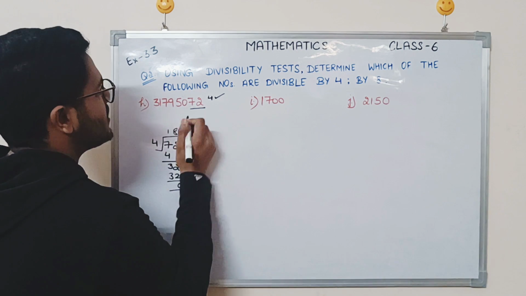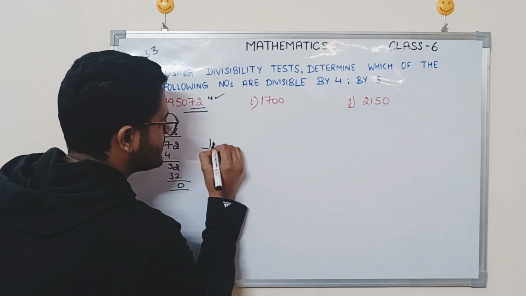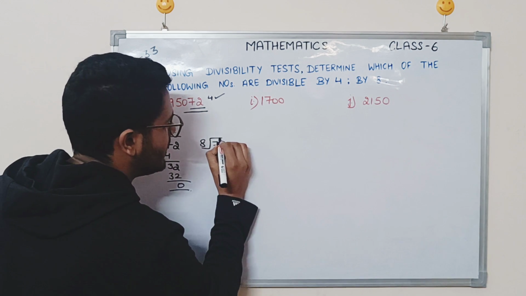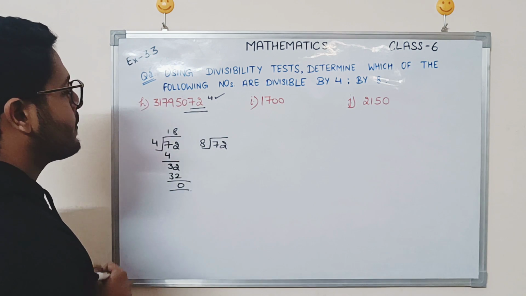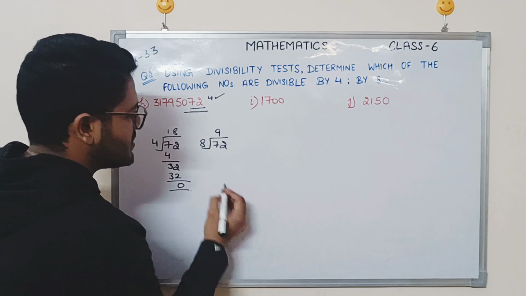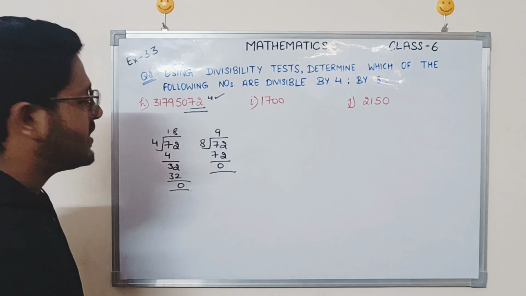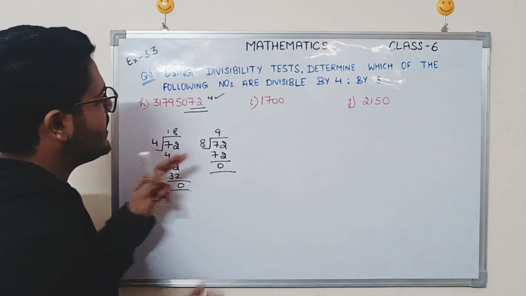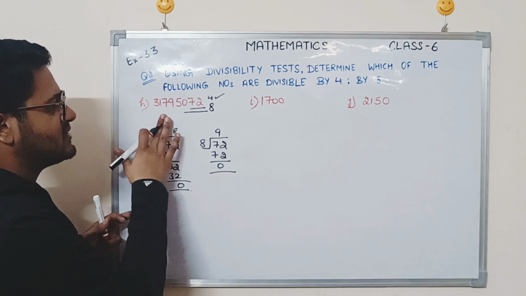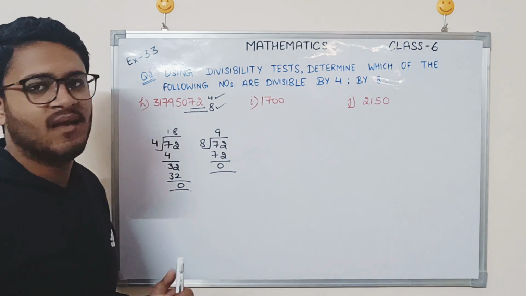Good. Now the last three digits are 072, which is nothing but again 72, and divisible by 8. Now tell me, what is it? 8 nines are 72. Simple. And the remainder is 0. So 72 is divisible by 8. Therefore, this big number, 3 crore 17 lakhs 95,072, is divisible by 8.